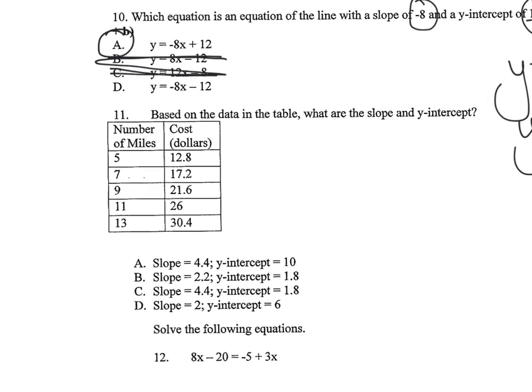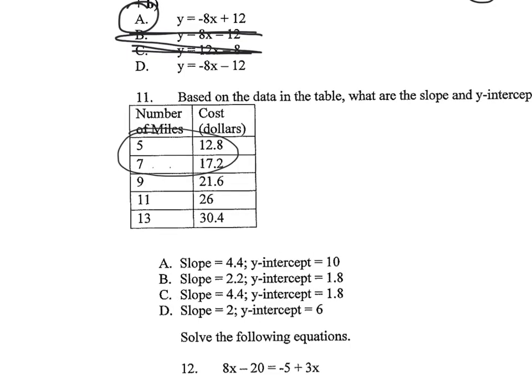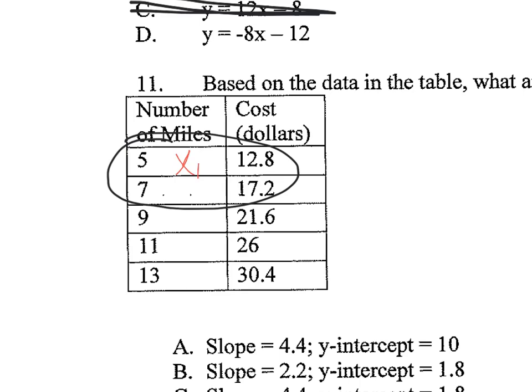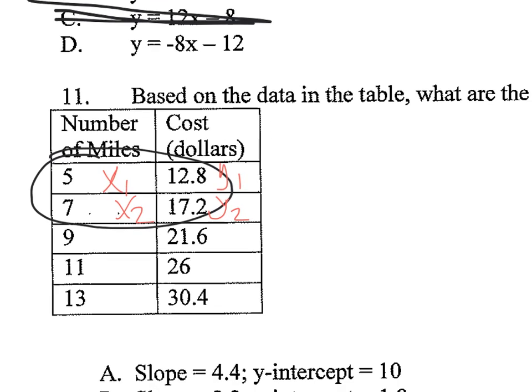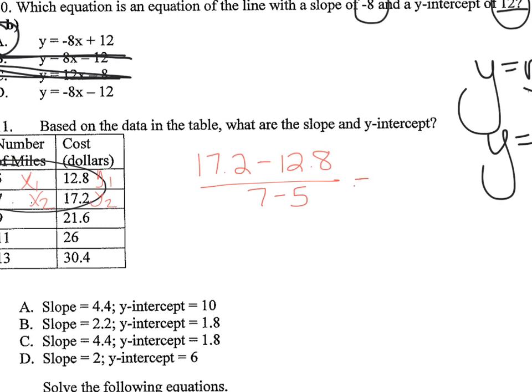Number 11, the slope and the y-intercept. So let's find the slope first, so we can find the y-intercept. And there's all decimals, so it really doesn't matter. I'm going to pick the bottom two. So I'm going to label this x1, y1, x2, y2. So I'm going to plug these in. 17.2, which is my y2, minus 12.8, which is y1, over 7 minus 5, which is x2 minus x1.